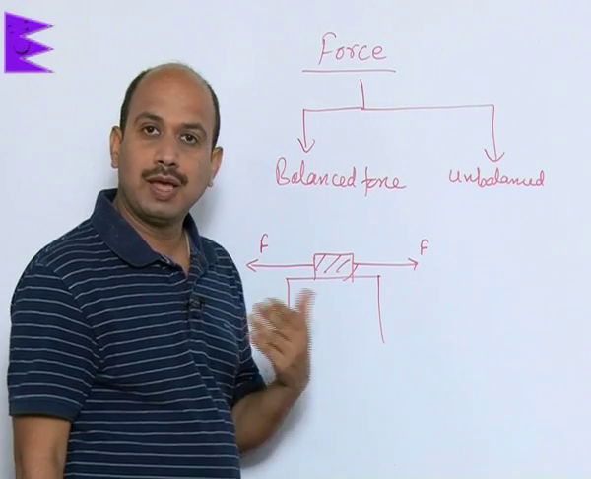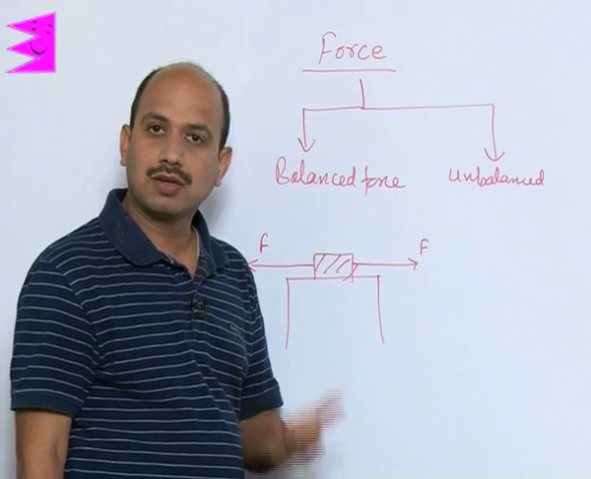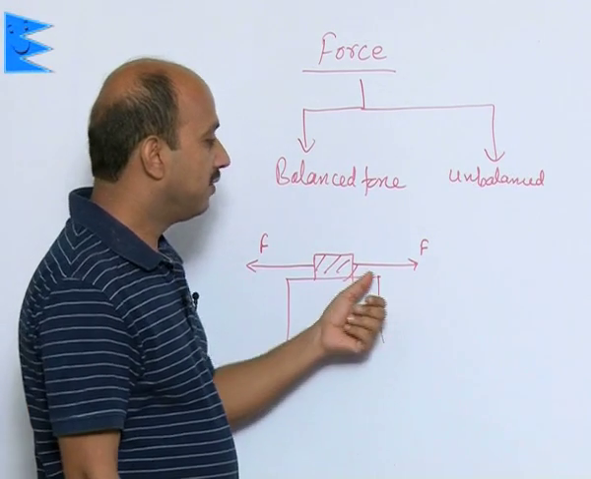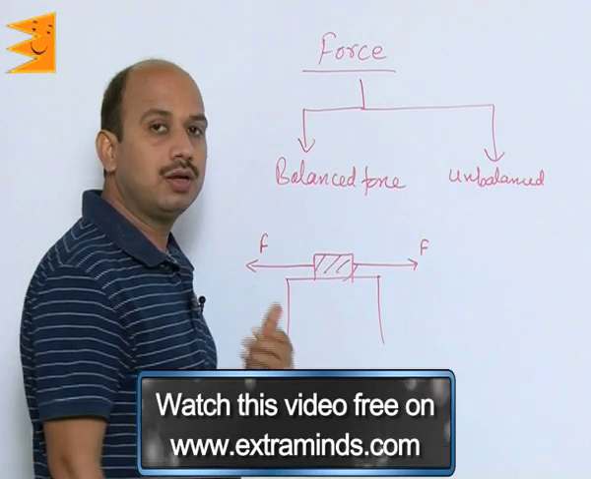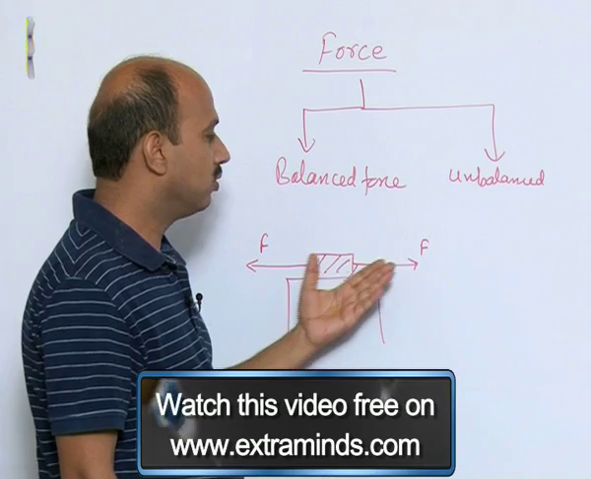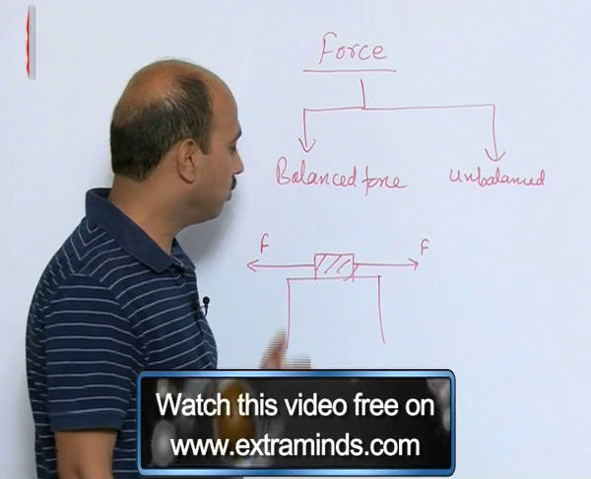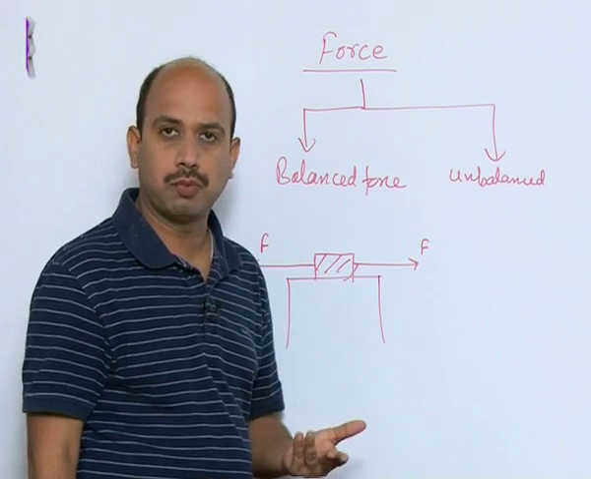Net force we have to get by adding them. As we know, force is a vector quantity, so we have to represent it with direction. If this force you are taking positive, this force we will have to take negative. So the total force is F minus F, which is equal to 0. So if you are applying balanced force on a body, you cannot change the position of the body.